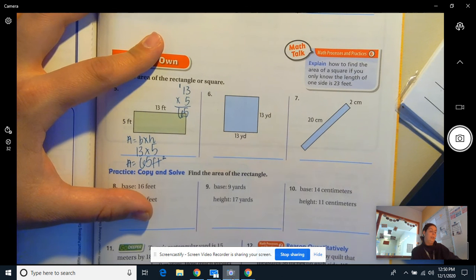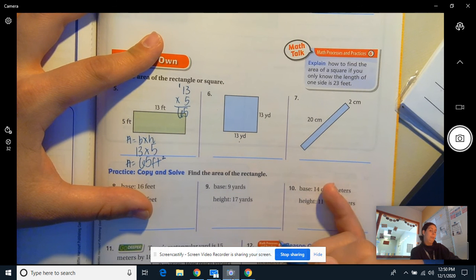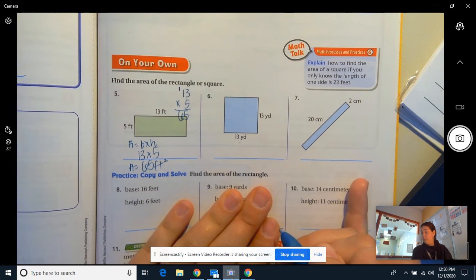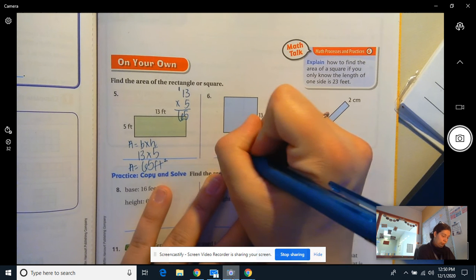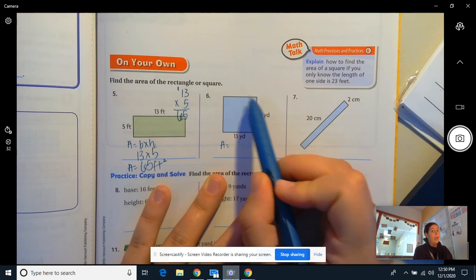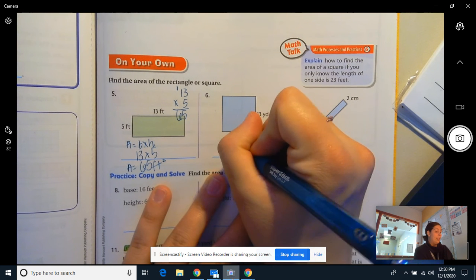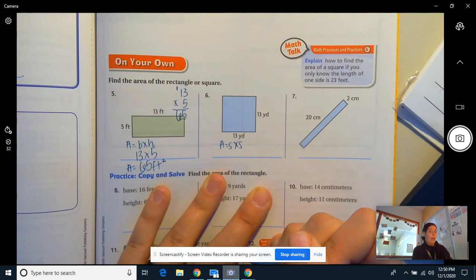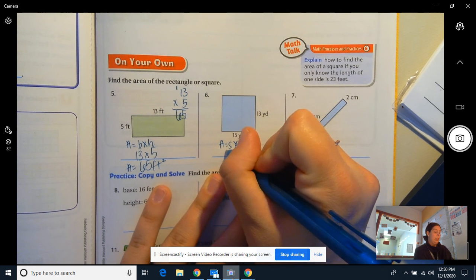Area, it's yours. Talk me through it. What formula am I using? A equals B times H. This is a square. What's my formula for square? Side times side. S times S, okay? So then, did you write 13 times 13?